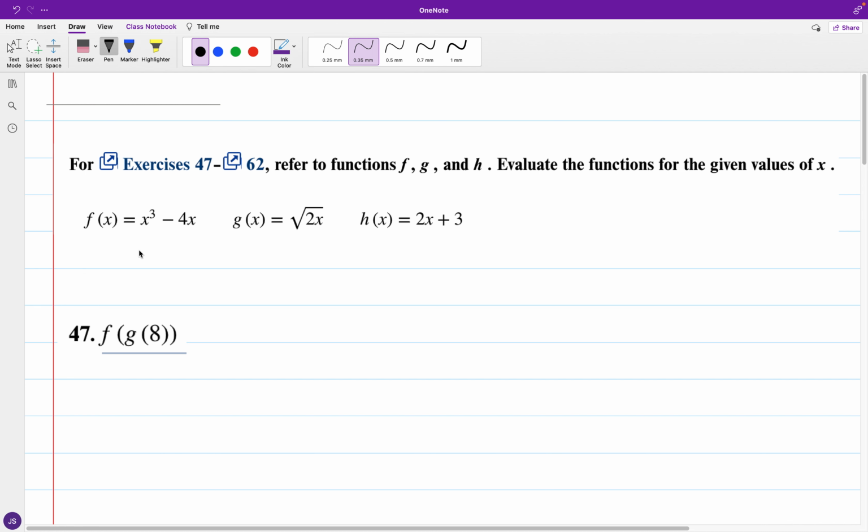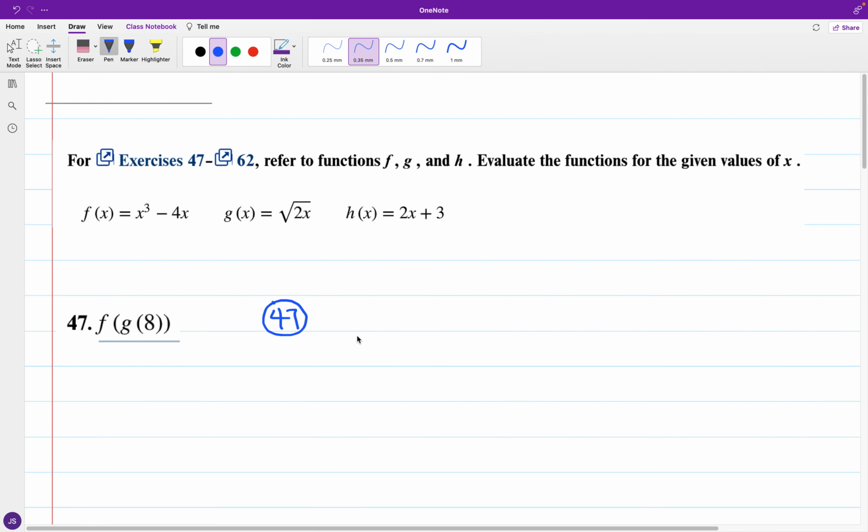f of x is the cubic function, x cubed minus 4x. For g of x, this is a radical function, equal to the square root of 2x. And h of x is a linear function, defined by the binomial 2x plus 3. Looking at evaluating the functions, here we have a specified input where x is 8, laying the groundwork for number 47. So you have f of g of 8, and let's reintroduce this in the formal composition notation. Again, you have f composed with g of 8.